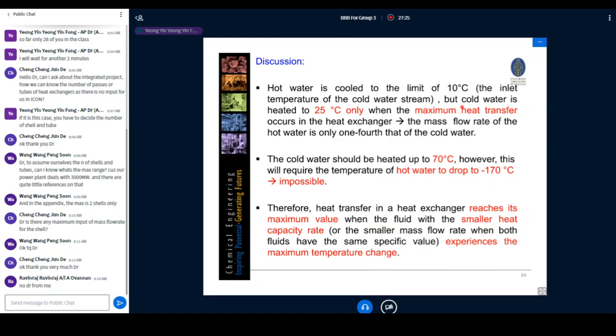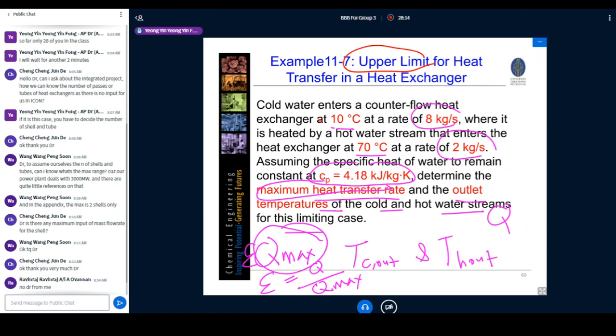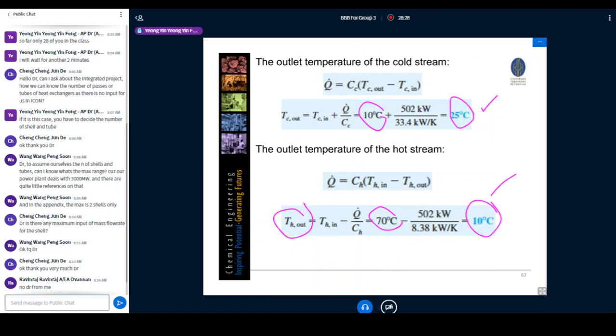Yes, definitely, Ravindraj. The reason is very simple. It's because the mass flow rate of the hot water is 1/4 of that of the cold water. So you can see here, the mass flow rate of the cold water is 8 kg per second, 4 times higher than the hot water. Of course, the hot water can be cooled to 10 degrees C, but the cold water cannot be heated up to 70 degrees C. It's impossible.